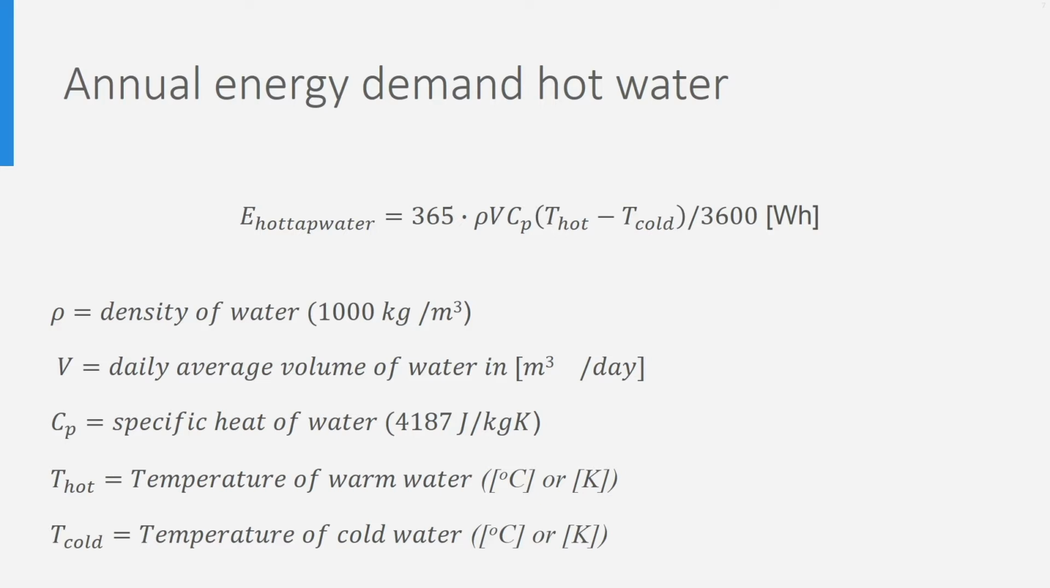and cold water, that gives us joules. So we have to divide it by 3600 to get watt hour. If you wouldn't multiply by the 365, you would get daily energy use for hot water instead of yearly energy use.